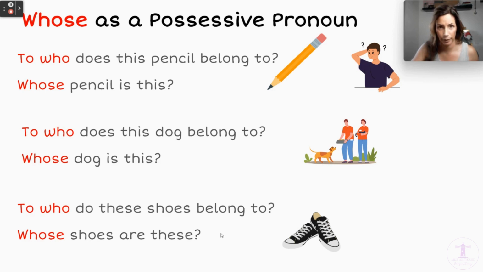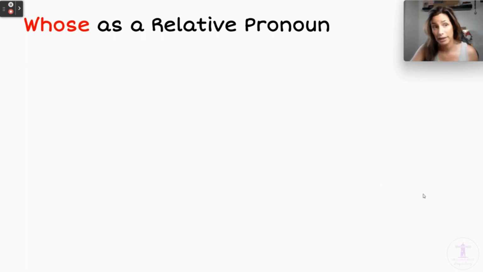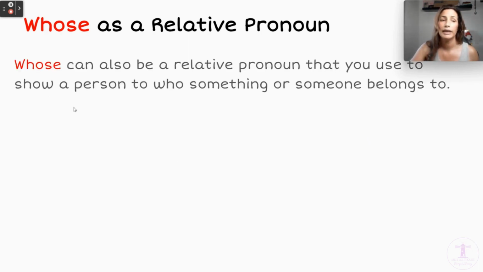I hope that makes a little bit more sense, okay? So remember, you can always come back and see this. We're going to continue on to the second meaning of whose, okay? Now we need to see whose as a relative pronoun, okay? A little bit different. So I'm going to read this and then I promise I will explain. Whose can also be a relative pronoun that you use to show a person to who something or someone belongs to.